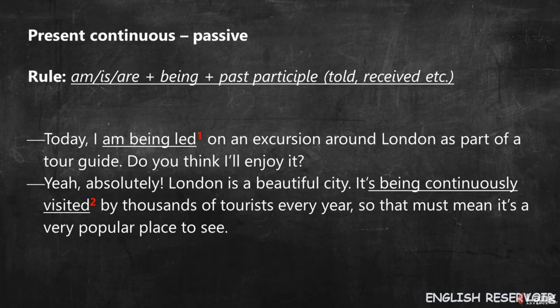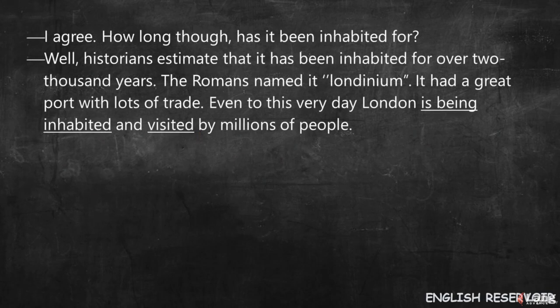Do you think I'll enjoy it? Yeah, absolutely. London is a beautiful city. It's being continuously visited by thousands of tourists each year. So that must mean it's a very popular place to see. I agree. How long, though, has it been inhabited for? Well, historians estimate that it has been inhabited for over 2,000 years. The Romans called it Londinium. It had a great port with lots of trade. Even to this very day, London is being inhabited and visited by millions of people.